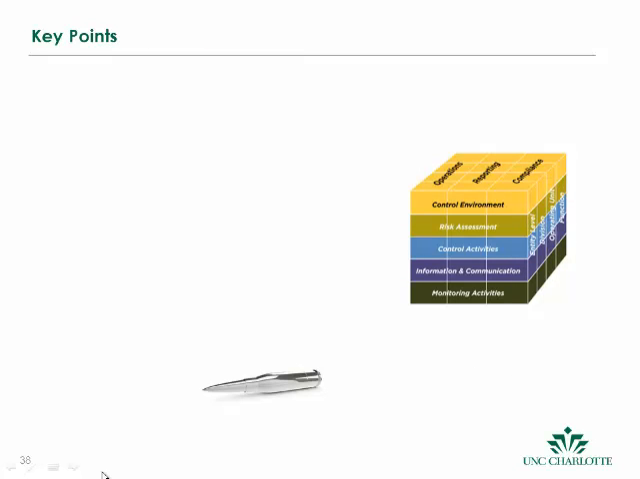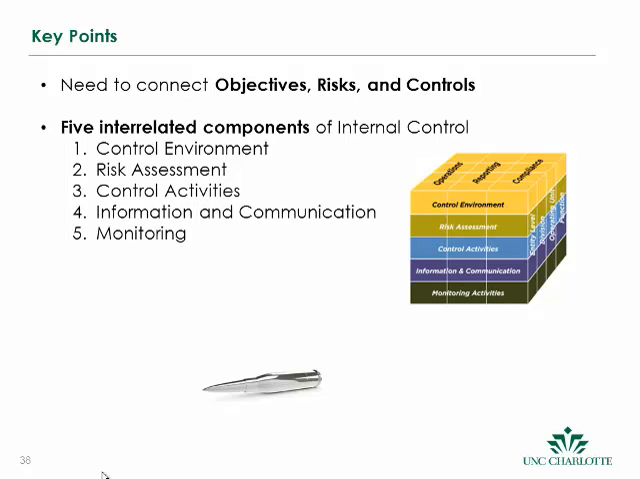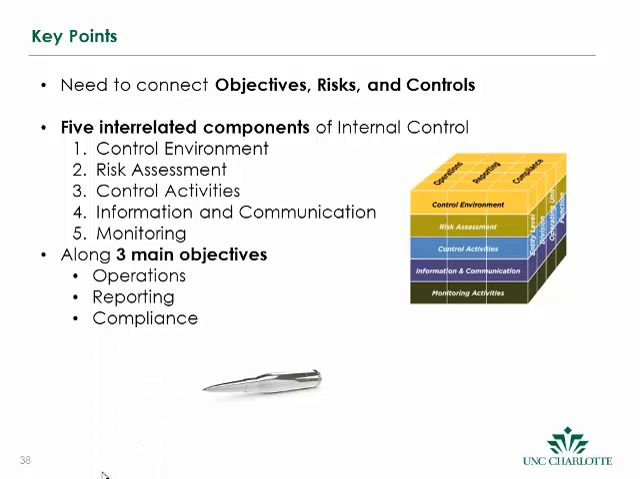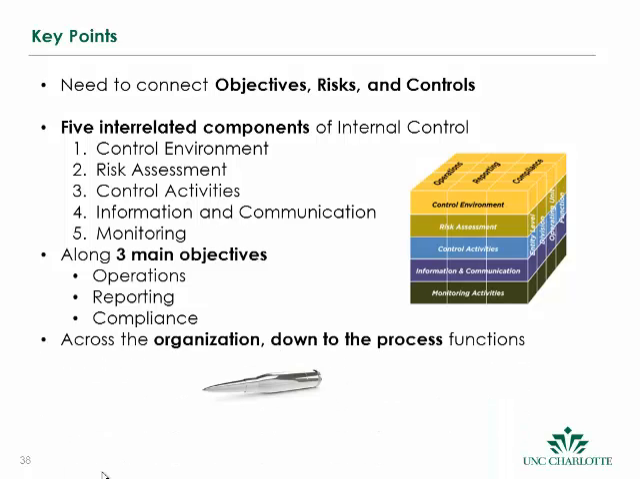We've reached the end of this session on internal controls. To review, here are a few of the key points we covered. Remember that the best way to identify internal controls is to first identify the objectives and risks to those objectives. The controls mitigate those risks. Remember that the 5 interrelated components of internal control are the control environment, risk assessment, control activities, information and communication, and monitoring, which operate along 3 main objectives: operations, reporting, and compliance, and apply across the organization, starting at the entity level and running all the way down to the process functions.